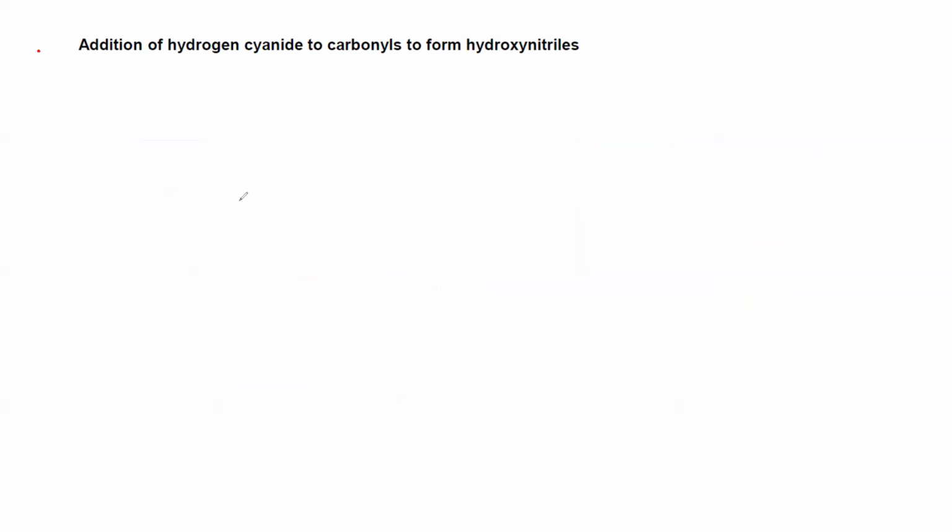So for example, first I will show the general mechanism. So we have an aldehyde or a ketone. If it is an aldehyde, it will be carbon chain. And if it is a ketone, it will be C double bonded with O and R. So first what will happen? We use hydrogen cyanide or HCN.